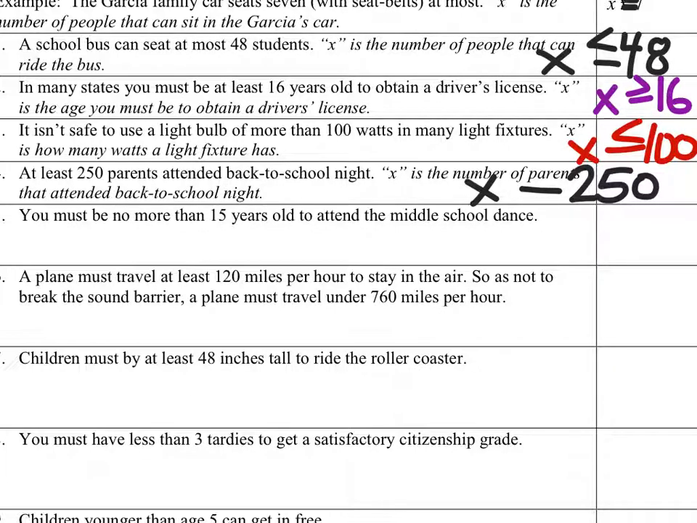So does that mean we'd want it to eat the X or the 250? 250. Yeah, we don't want it to eat the 250. Because it says at least, if it eats the 250, then we would be saying that there would be less than 250.